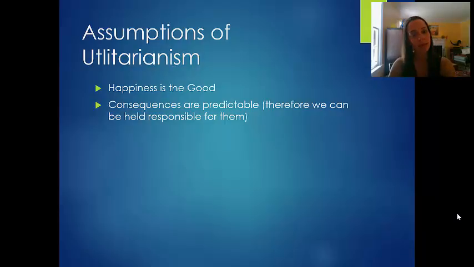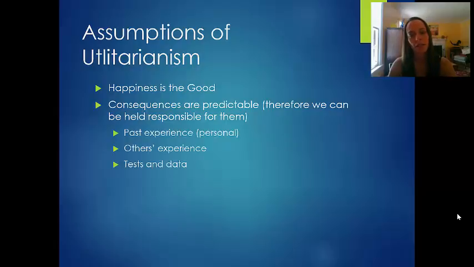Because we can predict them, we can be held responsible for them. So this theory really rejects the idea that you never know what will happen. The idea is, at least most of the time, we can reasonably predict the consequences of our actions. And we can do that based on our own past experience. I know the last time I didn't study for this test, I failed it. I should probably study for the next test.